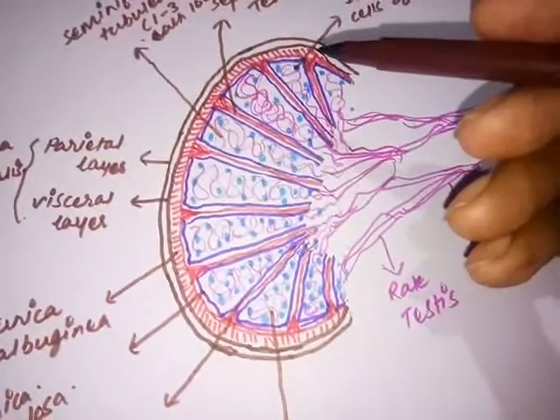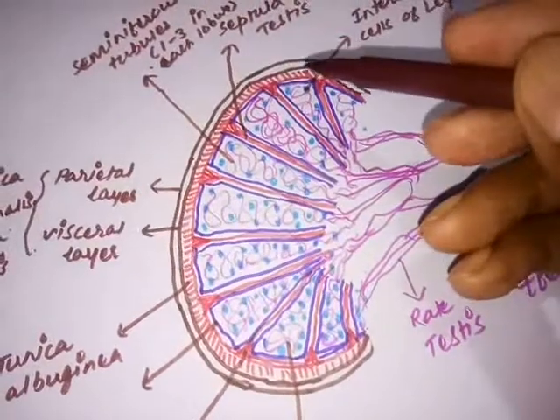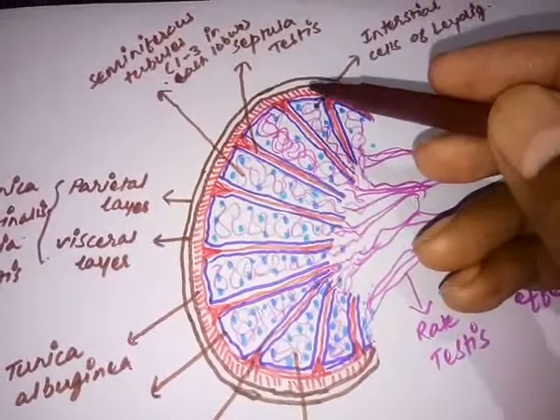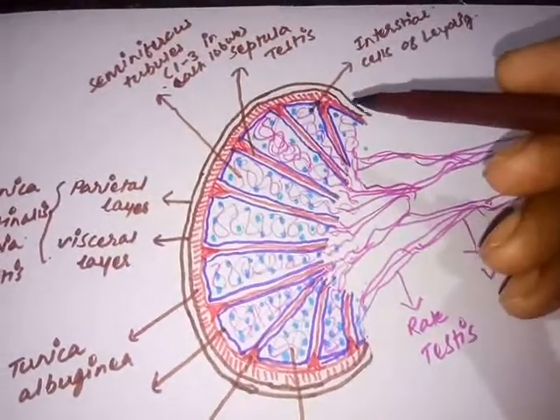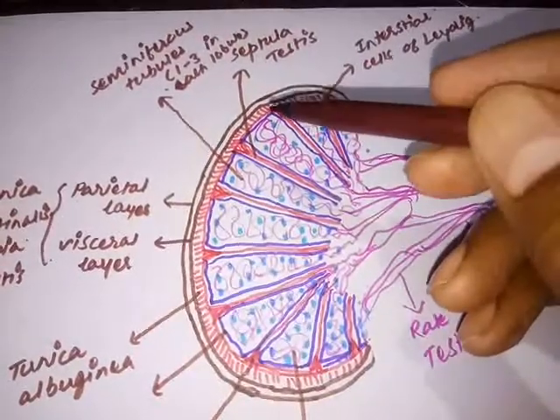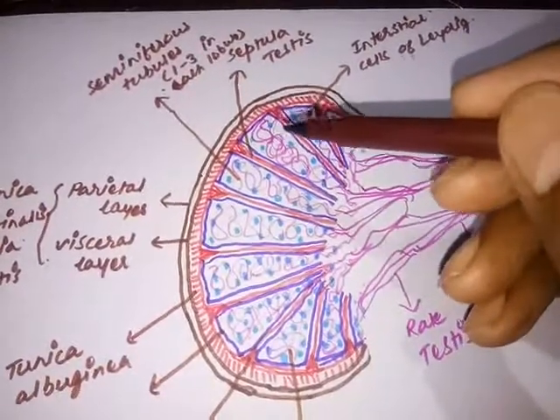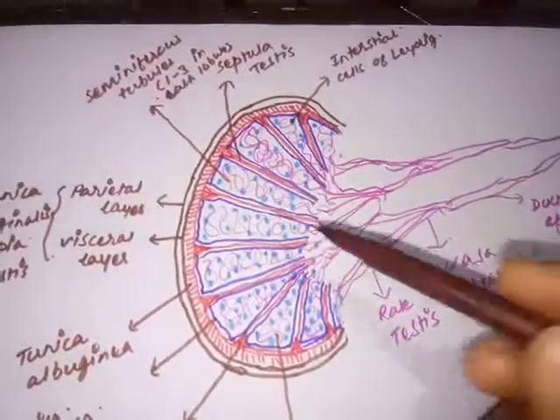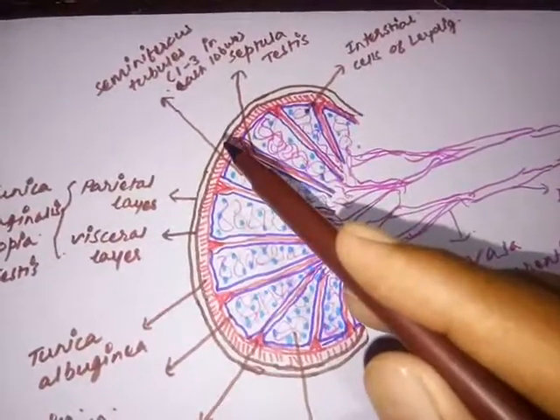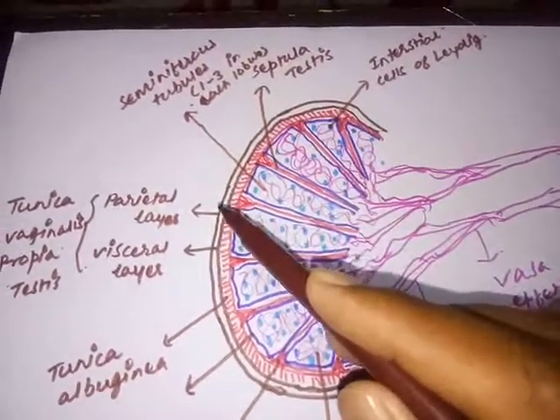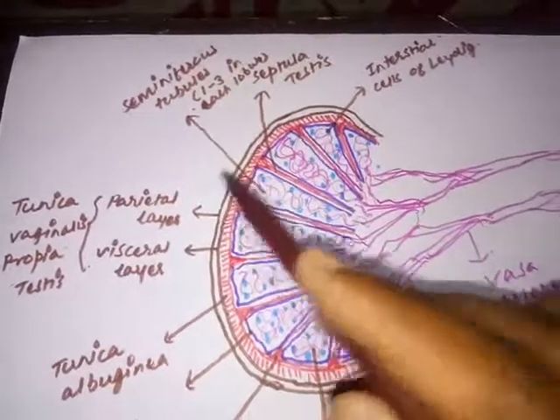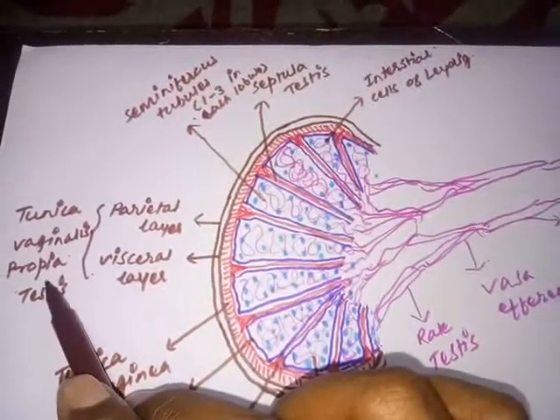So the testis is covered externally by 3 layers. Here, the first 2 layers are called tunica vaginalis propria testis. The second layer is from this one. Now the third layer is in blue color. Just understand that the outermost layer is called tunica vaginalis propria testis.